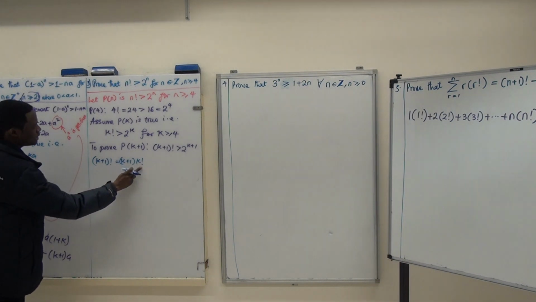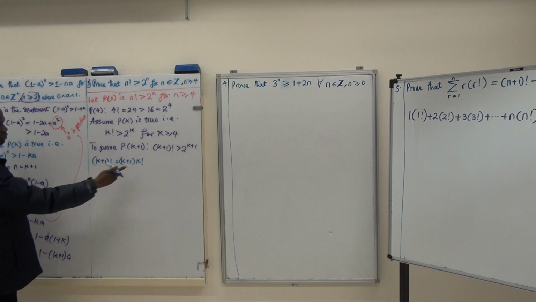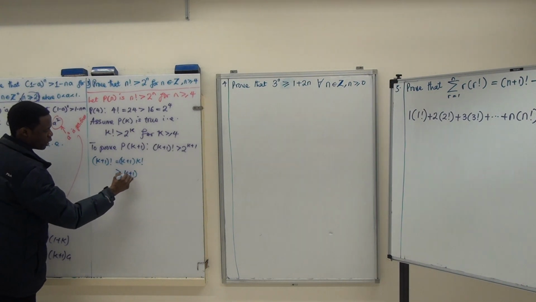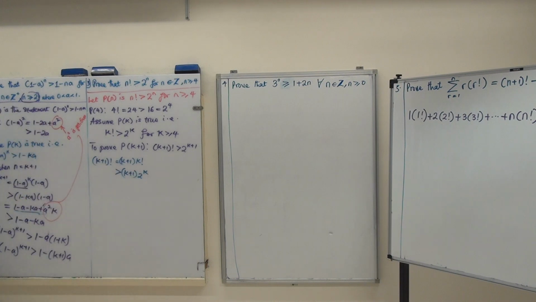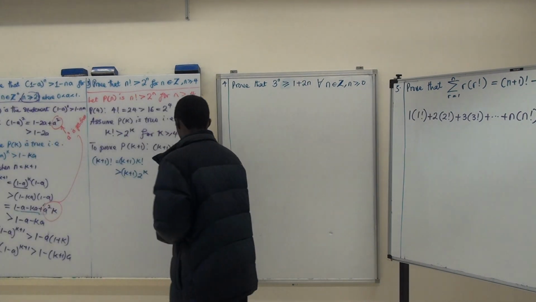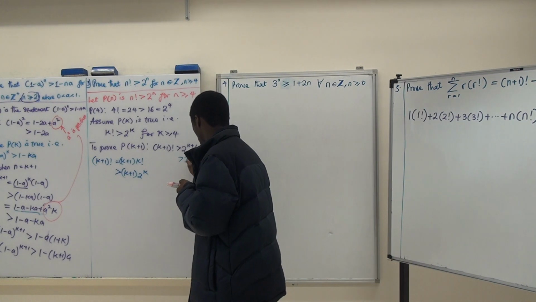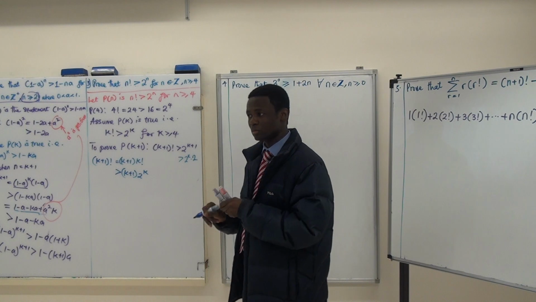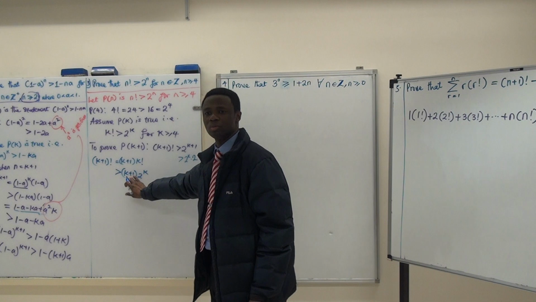Now, we know that this is greater than 2 raised to the power k. So if this is greater than 2 raised to the power k, it means the product is greater than k plus 1 times 2 raised to the power k. Okay? So this is what we want to achieve, right? We want to be able to show that this is greater than 2 raised to the power k times 2.